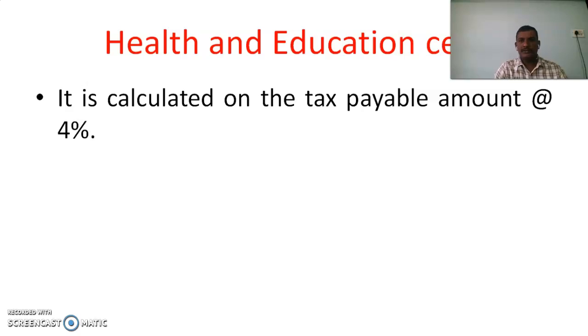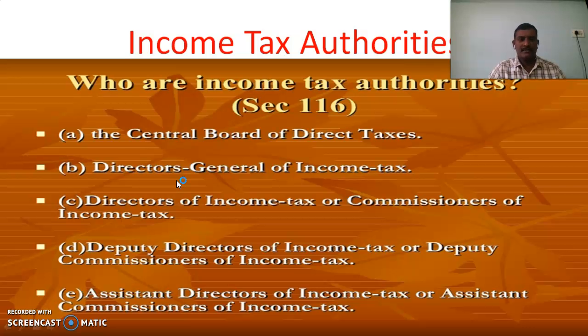And one more important item is here, there is a health and education cess. It is calculated on the tax payable amount at 4%. Here, this cess, that is health and education cess, is to be paid on the tax at 4%. It covers primary education and secondary education and health related cess.